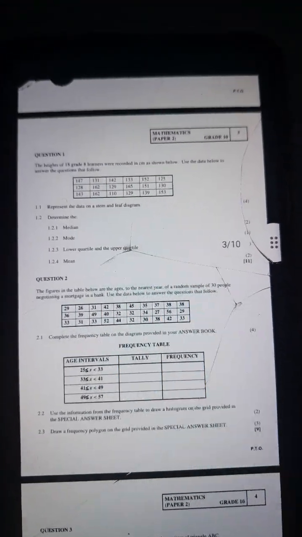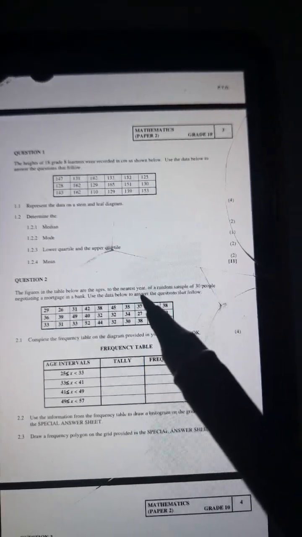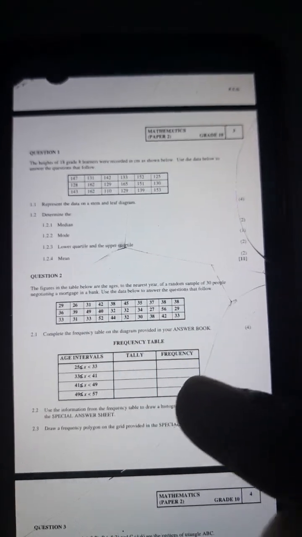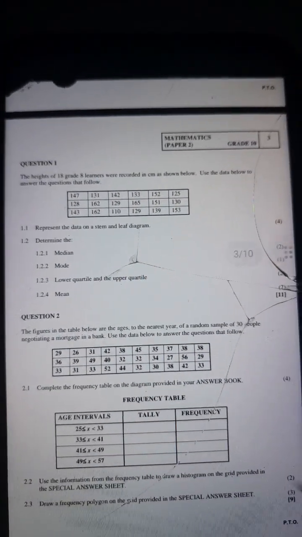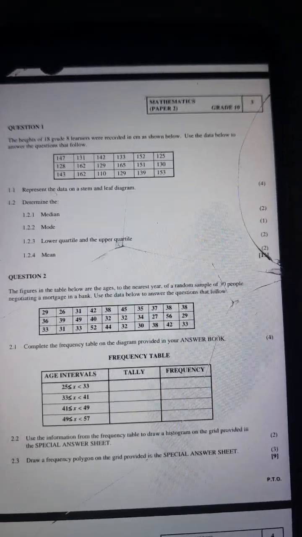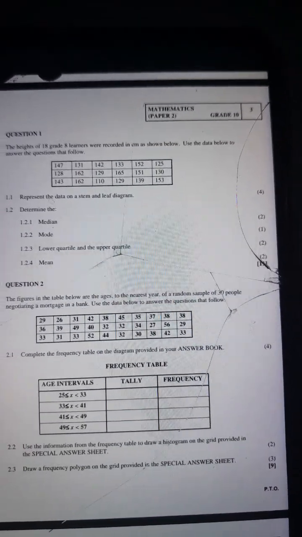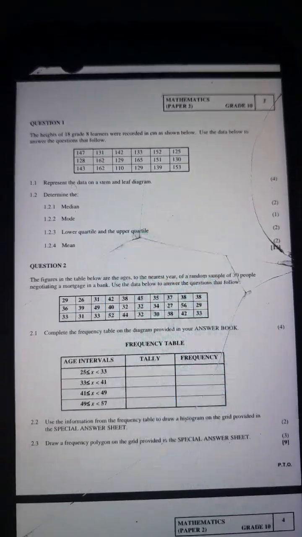They said that the figures in the table below are the ages to the nearest year of a random sample of 30 people negotiating a mortgage in a bank. I'm not sure that I pronounced this word perfectly. If not, there's always room for improvement. So use the data below to answer the questions that follow.